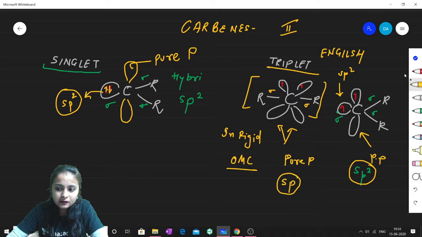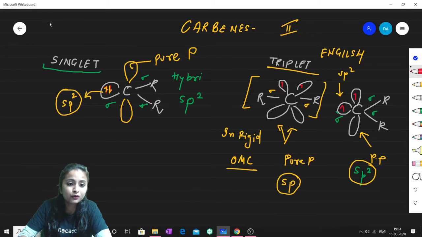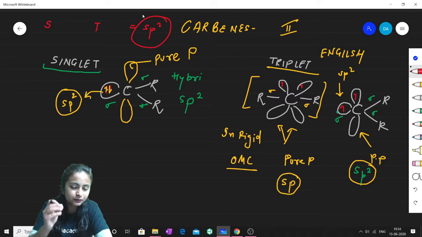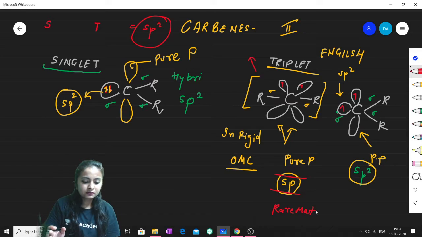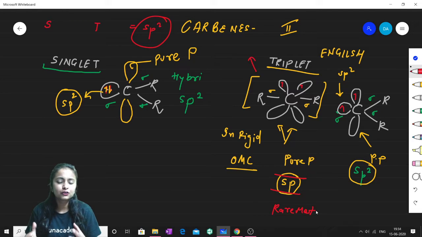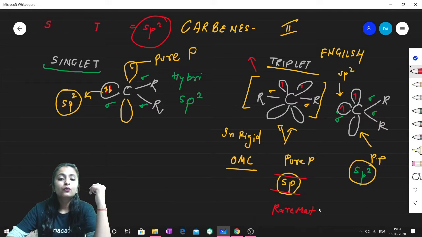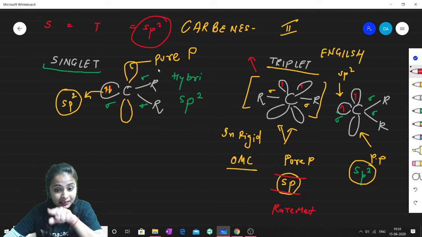If you are appearing for any competitive exam, and they ask what the hybridization of singlet carbene or triplet carbene is, it is considered to be sp2. So note this point. It is considered sp2 because the case where hybridization is sp is very rare. It is seen only in organometallic compounds and some coordination compounds, and it is not commonly known. Therefore, we consider that singlet and triplet carbenes are sp2. This is the first point to be noted.